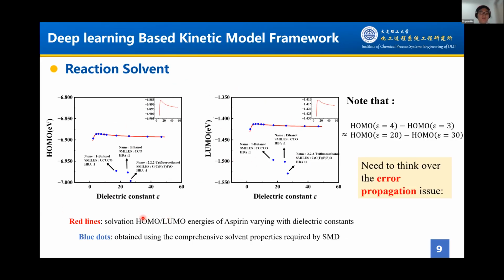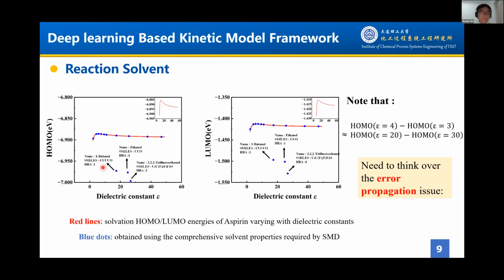The red lines are solution HOMO and LUMO energies of asteroids varying with dielectric constant. The blue dots are obtained using the comprehensive solvent properties required by the SMD model. We can see that most of the blue points are in good agreement with the red lines.